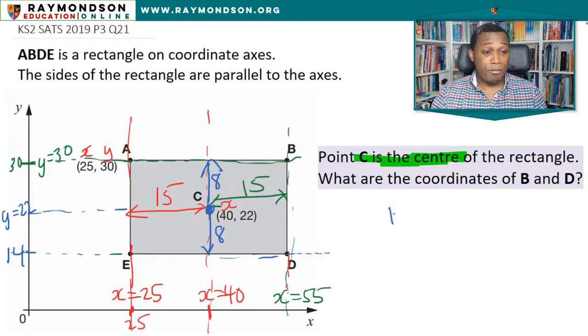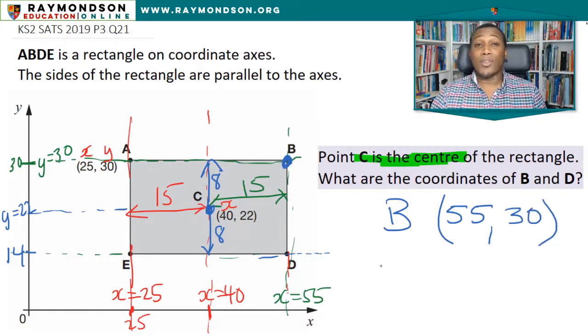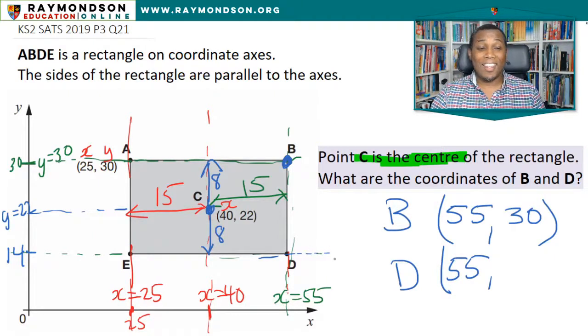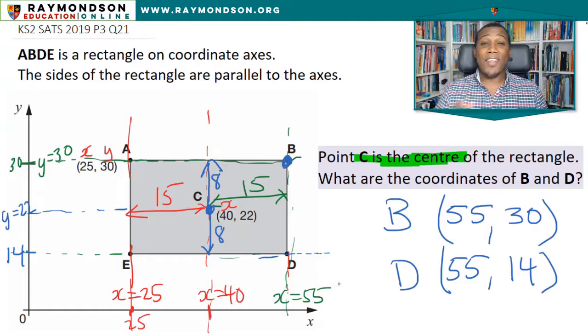So now, coordinate of B. Well, B's x coordinate is 55, and the y coordinate going across is 30. For D, what's the x coordinate? The x coordinate for D is the same, 55. They're both on the same x coordinate, they share an x coordinate of 55. What's the y coordinate? Going across, I read off, it is 14. So 55, 14, that is the coordinate of D. And that is the answer to the question.